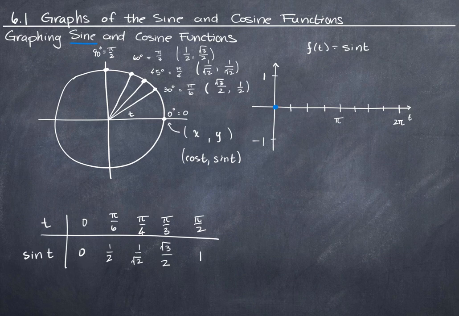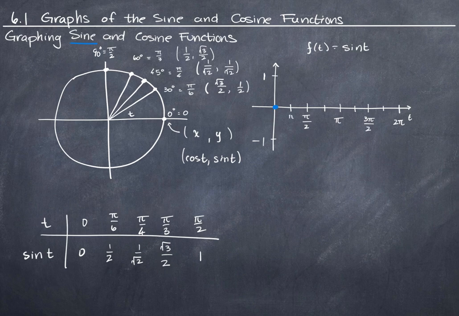So I have a 0, 0 point here. Now I need the point pi over 6, 1/2. So where is pi over 6? Let's make some more marks on here. I've already put 2 pi on the t-axis. Halfway between 0 and 2 pi is pi. Halfway between those two is pi over 2. And here I have 3 pi over 2.